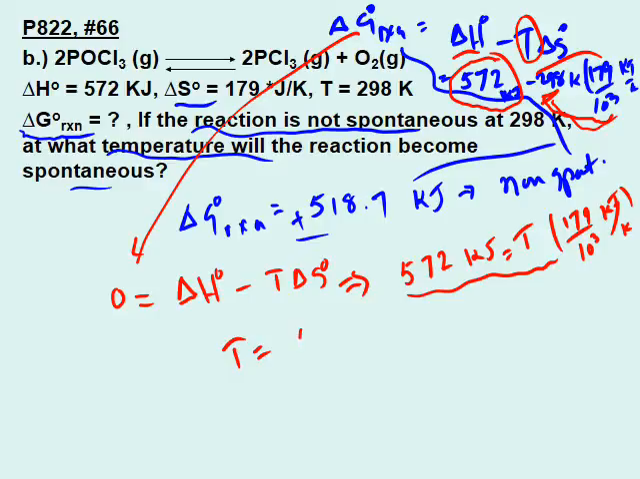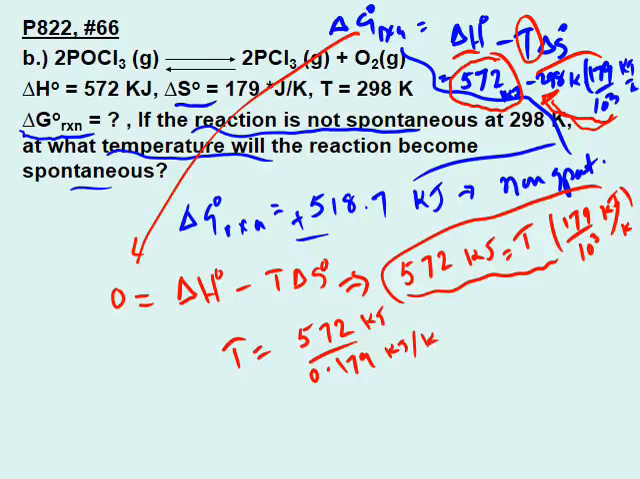572 divided by 0.179. 572 is kilojoule, and 0.179 is kilojoule per Kelvin. So that gives me Kelvin, and the unit checks out. So the temperature is 3196 Kelvin. So close to 3200 Kelvin.